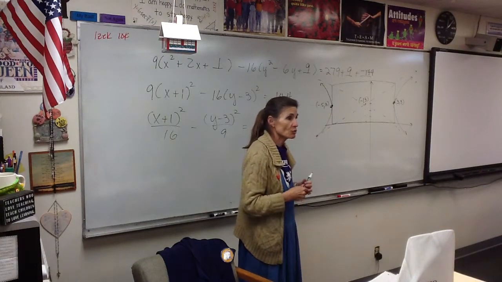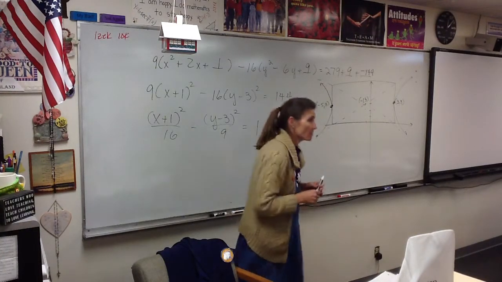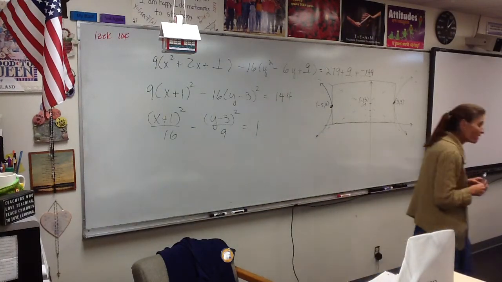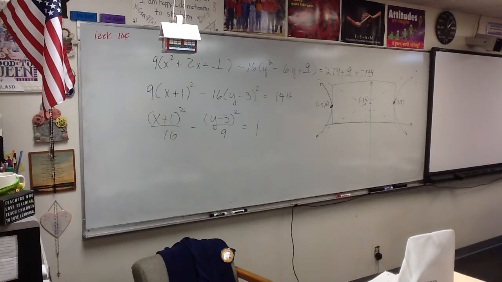And which axis is the transverse axis, the longest one? No, the transverse axis is not the longest one. It could be, but it doesn't have to be. What does it mean to be the transverse axis? The one with the vertices. It could be the shortest one. It's the one with the vertices. Okay?